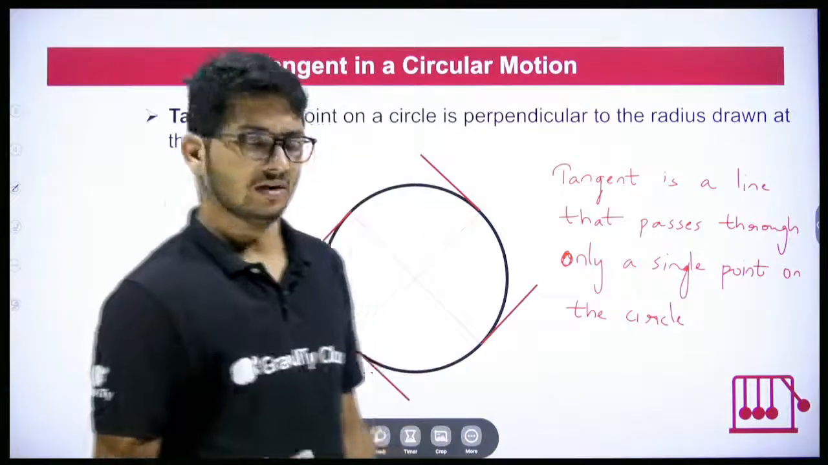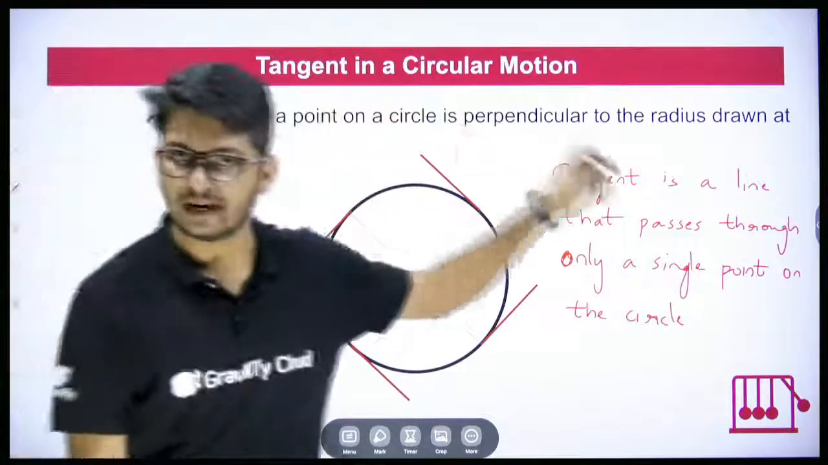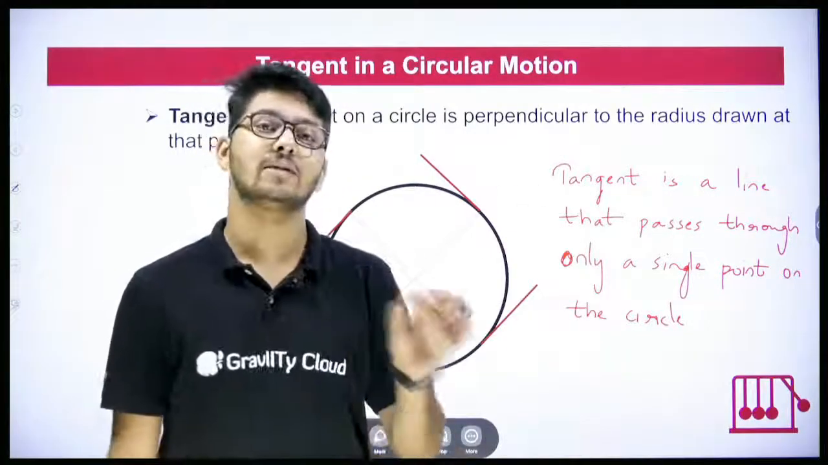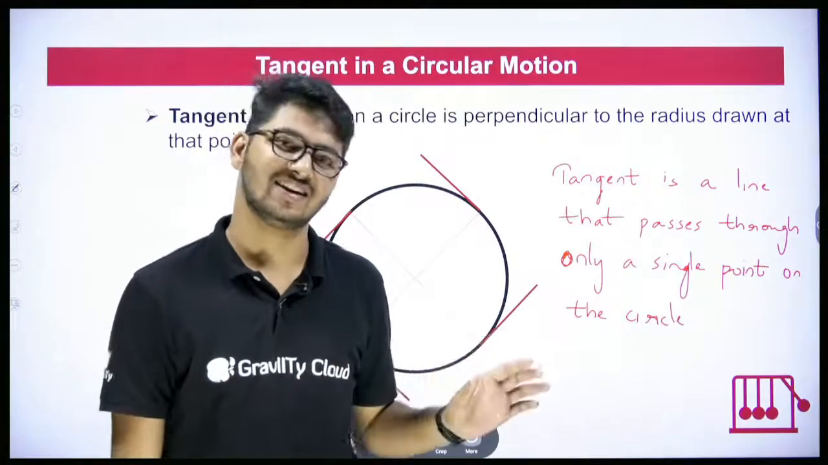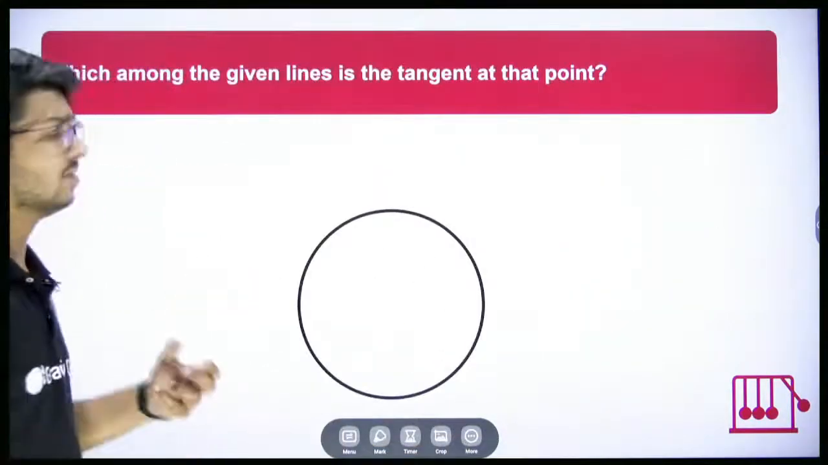Very simple. So a tangent has two properties. One, the tangent is perpendicular to the radius. Two, the tangent passes through only a single point on the circle. Clear? Okay, that's good. So let's go into a simple question then.